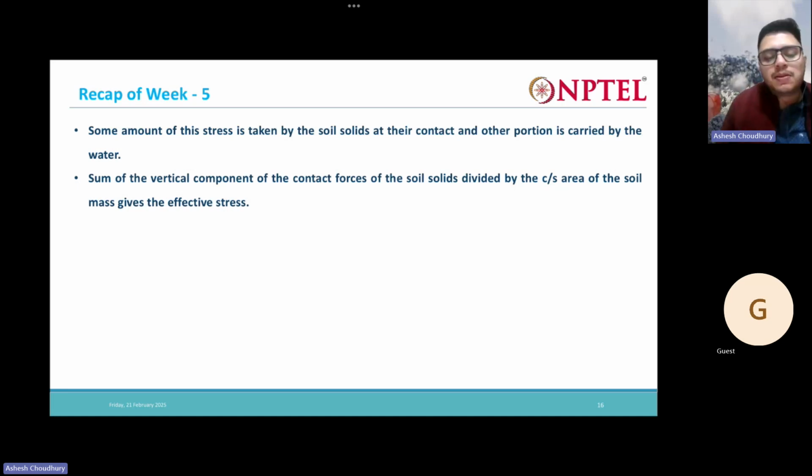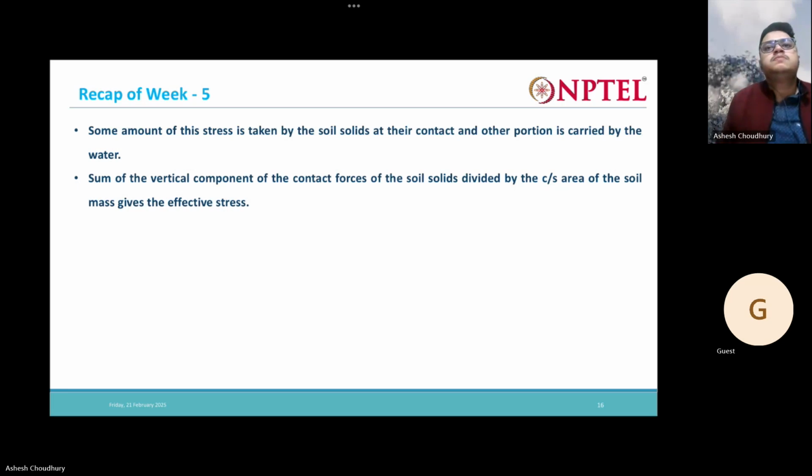Some amount of the total stress is taken by the soil solids at their contact, and the other portion is carried by the water. Sum of the vertical component of the contact forces of the soil solids divided by the cross-sectional area of the soil mass gives the effective stress.